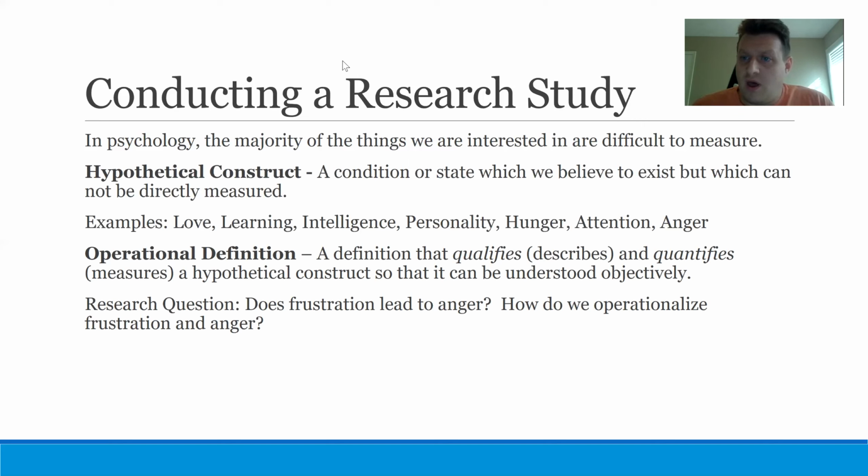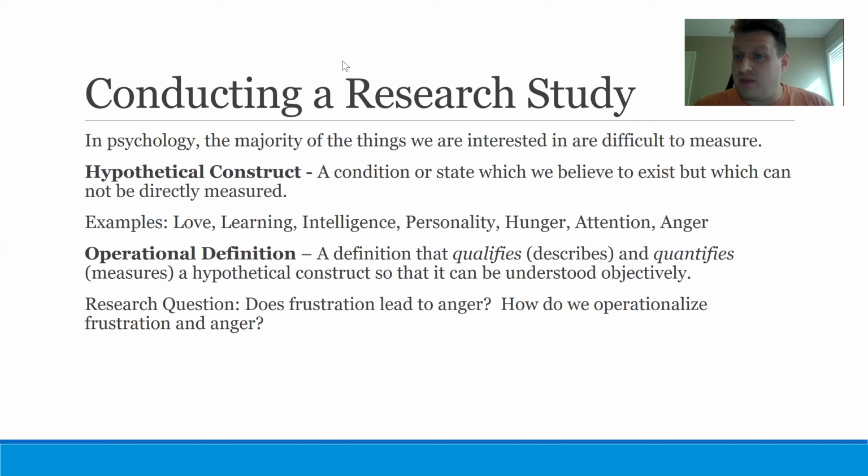Suppose we have this theory that frustration leads to anger. This is the frustration-aggression hypothesis. It was originally proposed by Dollard, but it is an important theory in the psychology of aggression. If there's frustration, then it leads to aggression. Frustration causes aggression. How do we measure frustration? How do we measure aggression? How would we test this hypothesis?